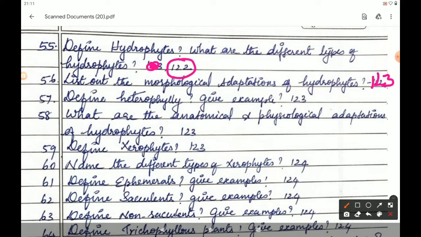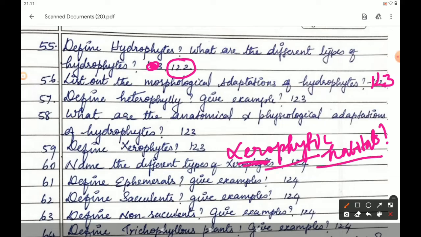Name the different types of xerophyte. Please note the question. Name the different types of xerophytic habitat. Students, change it as xerophytic habitat. The answer for this question is given in page number 123.